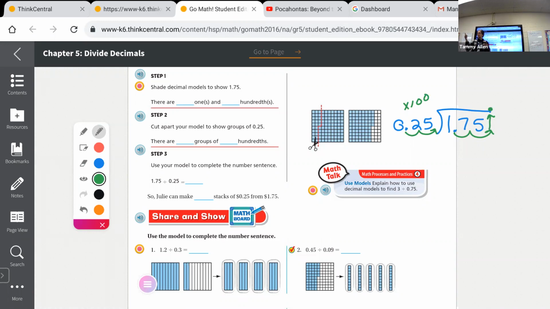You two quit. Pay attention and take notes. All right, so now we have our decimal point in position, and now we can do our division because our divisor is now a whole number, 25.